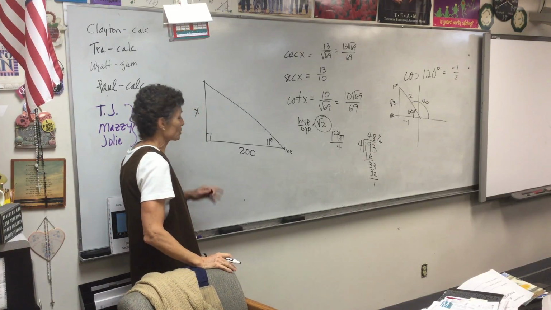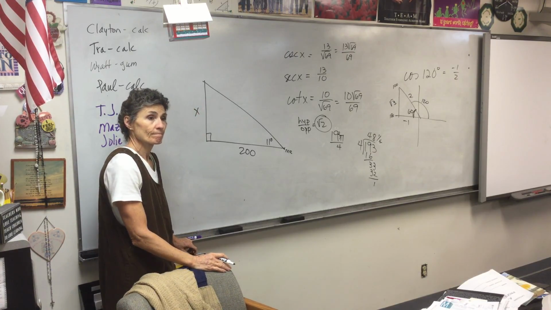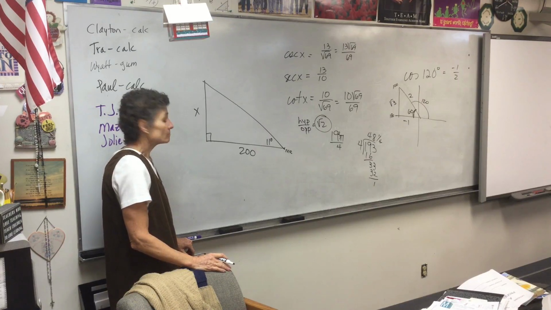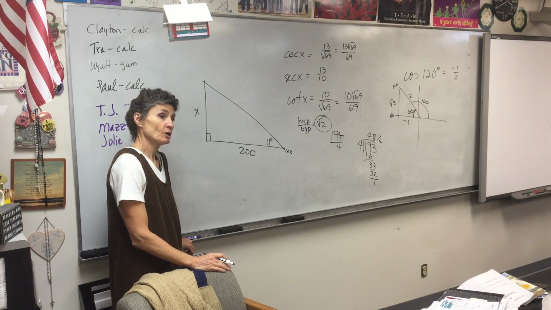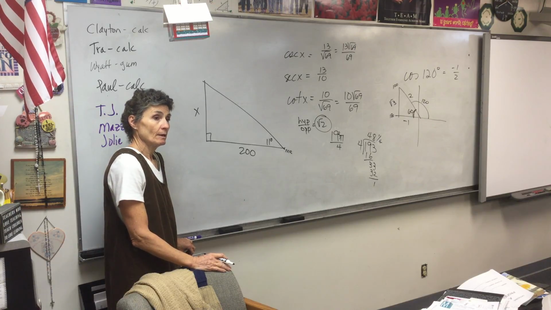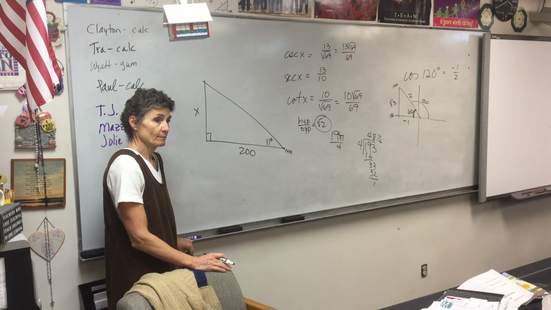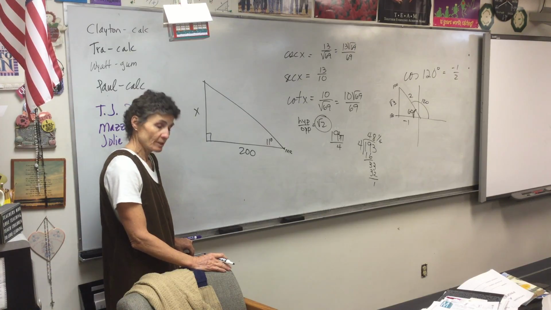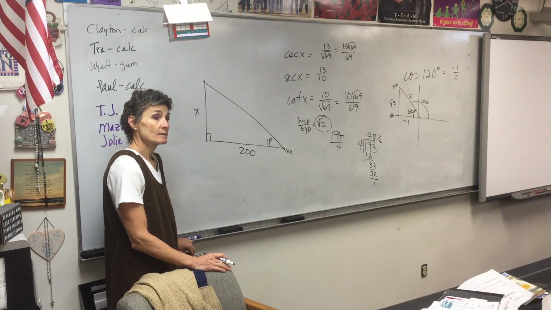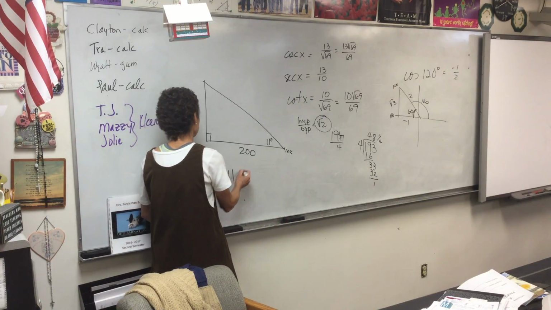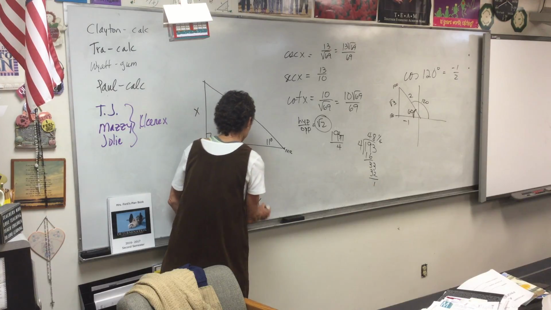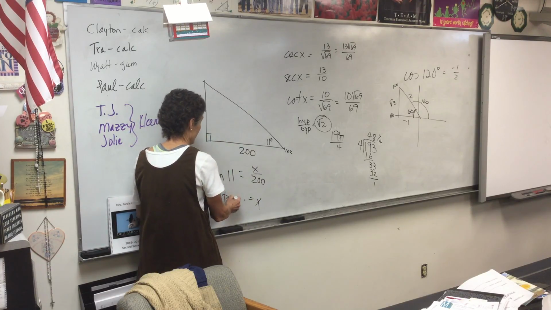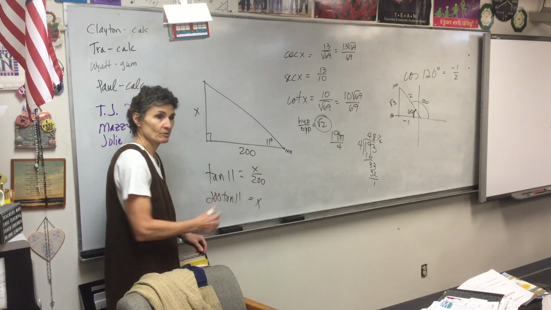Yeah. Okay, so what function am I going to use? I said cosine. Okay, what's cosine? Adjacent over hypotenuse. Yeah. What have we got here? We want the opposite over adjacent. There you go. So that is tangent. So tan 11 equals x over 200. So x equals 200 tan 11 would be your equation. You didn't have a calculator, so you stopped there.